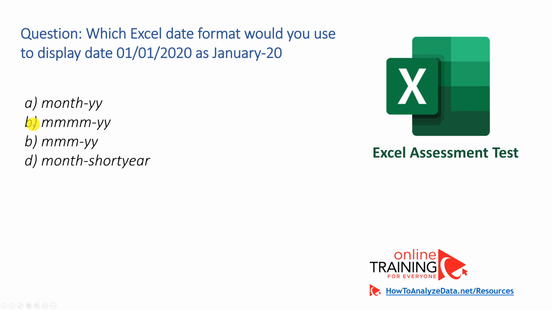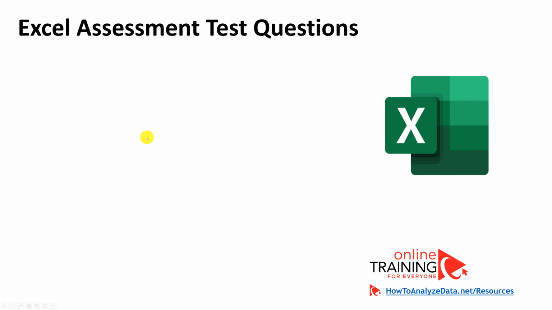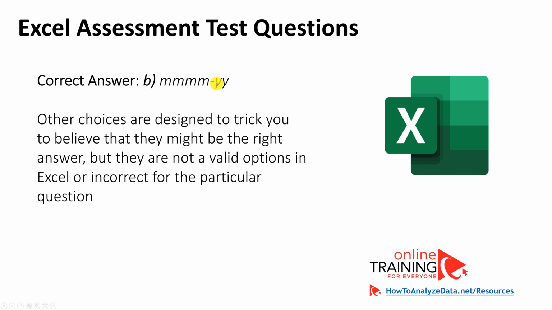If we go back to the question, the correct answer is B, 4Ms-YY. All other choices are designed to trick you to believe that you might be looking at the right answer, but they are not valid options in Excel or are incorrect for the particular question.